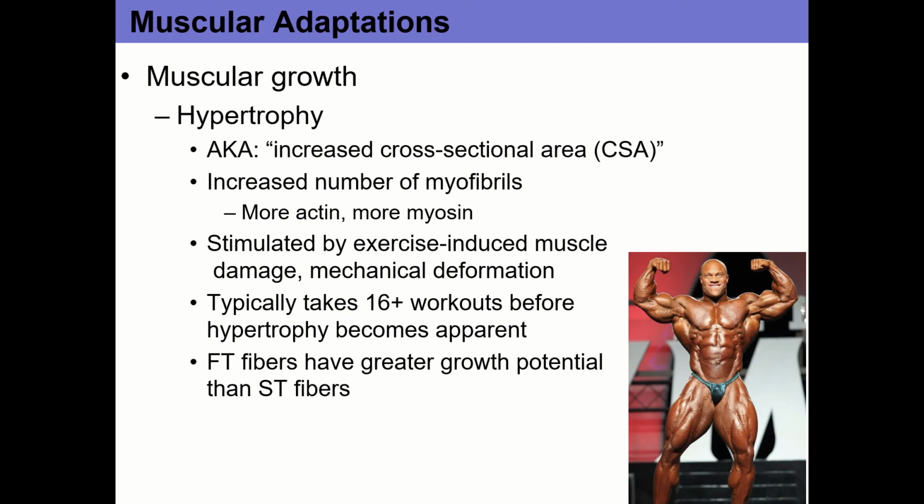And what causes that increase in cross-sectional area is an increase in the number of myofibrils. The myofibrils, remember, are inside of the muscle cell, and they're those little columns of actin and myosin. So you're going to have more myofibrils, and you have more myofibrils because you've generated more actin and more myosin. You've generated more of the contractile proteins.